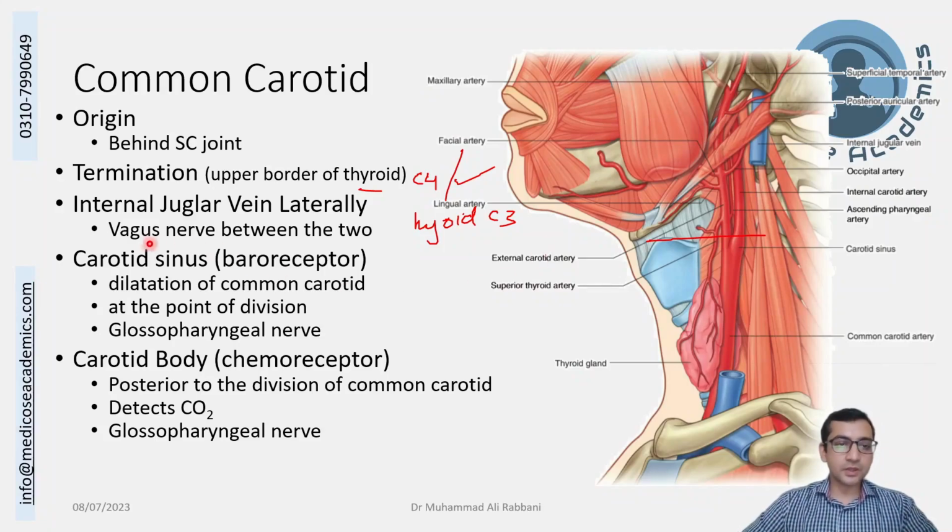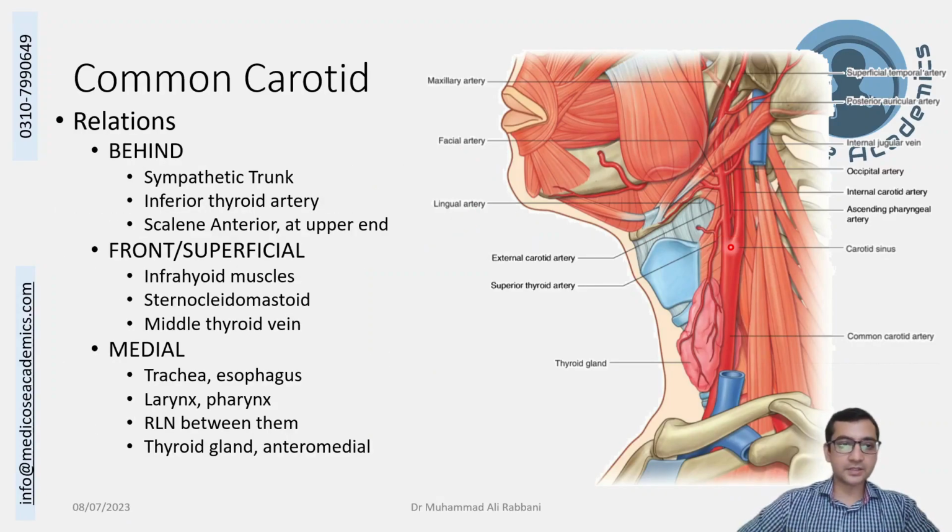The carotid sinus, the vagus nerve is present between the two. The internal jugular vein is lateral. We will see the relations shortly. The carotid sinus has a baroreceptor function. It is present here. It is supplied by the glossopharyngeal nerve, and the carotid body is just in front of it, right here. And it has a chemoreceptor function. It detects carbon dioxide. What are the relations? What are the structures that are related to it in different views?